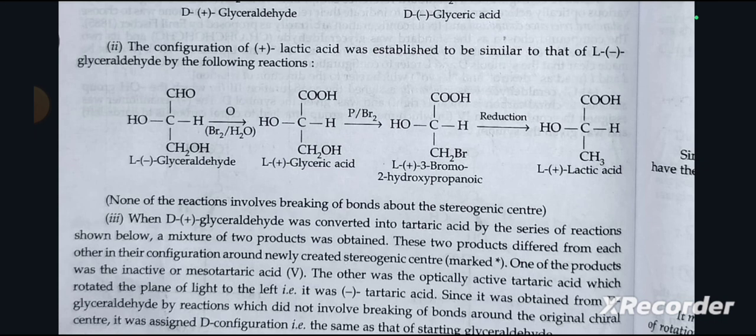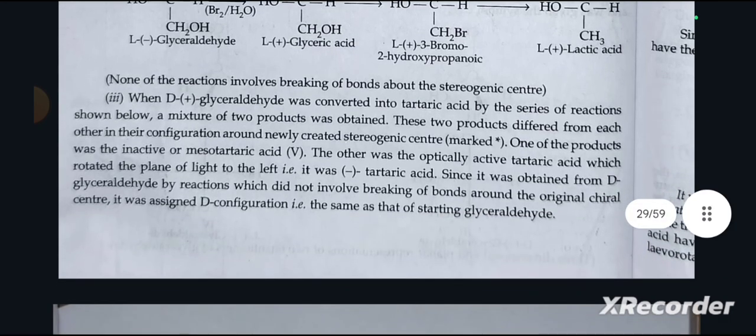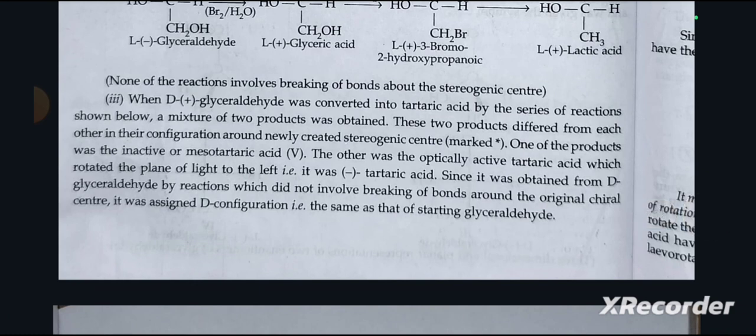Second, the configuration of plus lactic acid was established to be similar to that of L minus glyceraldehyde by the following reactions. CHO, CHOH, CH2OH, L minus glyceraldehyde, in the presence of Br2 and H2O gives COOH, CHOH, CH2OH, L plus glyceric acid. Then, in the presence of PBr3, it gives COOH, CHOH, CH2Br, L plus 3-bromo-2-hydroxypropanoic acid. Then reduction gives COOH, CHOH, CH3, L plus lactic acid. None of the reactions involves breaking of a bond about the stereogenic center.